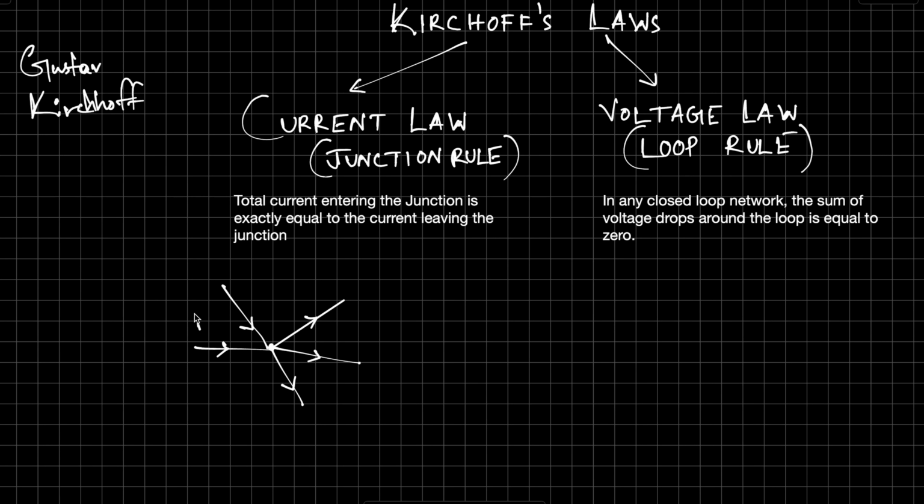So current I1 and I2 are coming towards the junction. I3, I4 and I5 are going away from the junction. So how do you write the equation? Total current entering the junction. So this is the junction, right? So the total current coming towards the junction, that is I1 plus I2, should be equal to the total current leaving the junction, that is I3 plus I4 plus I5, right?